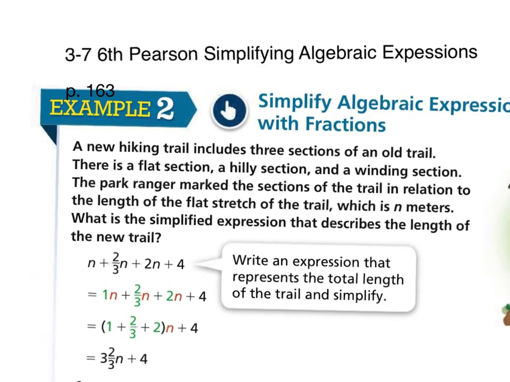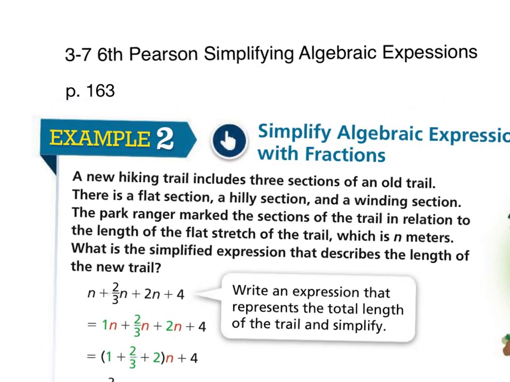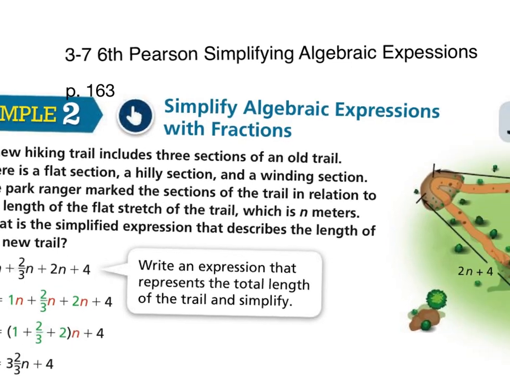So a new hiking trail includes 3 sections of an old trail. There's a flat section, a hilly section, and a winding section. The park ranger marked the sections of the trail in relation to the length of the flat stretch of the trail, which is n meters. What is the simplified expression that describes the length of the new trail?